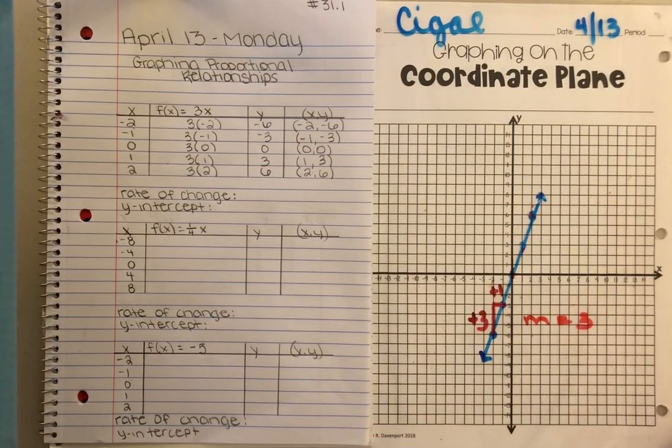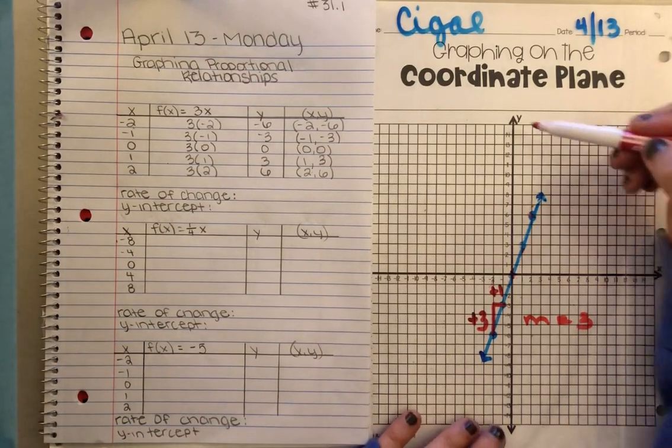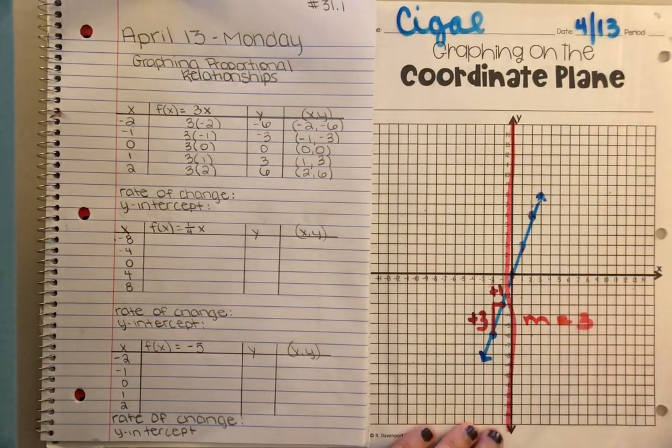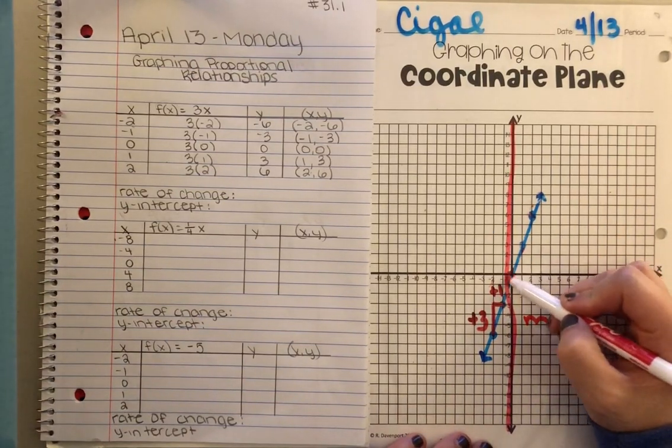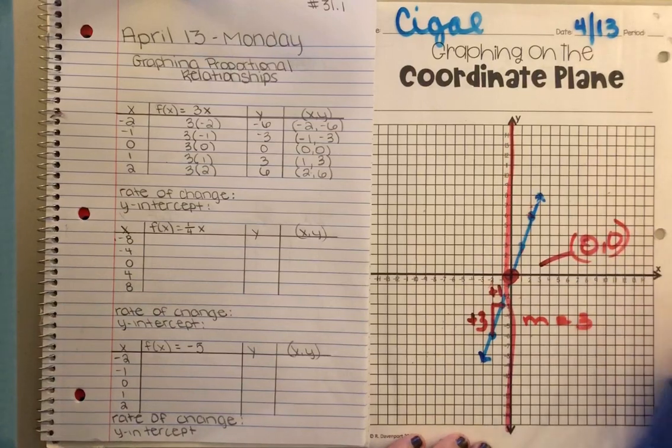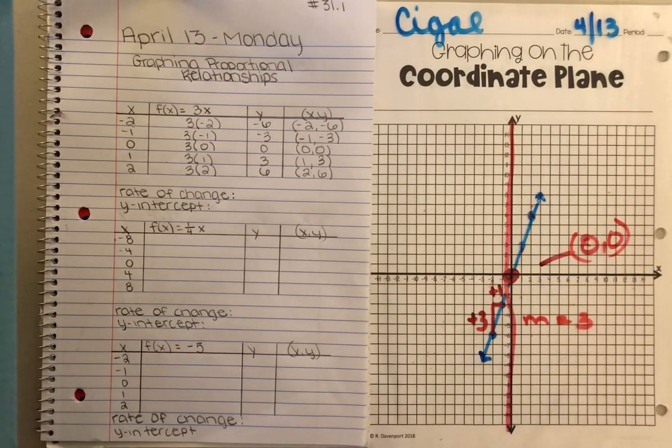The next thing I want to look at is where it's crossing the y-axis. Remember, the y-axis is this one that's going up and down. Oh my goodness, that's a straight line. It's crossing right here at 0. Right? So our y value is 0 where it's crossing.